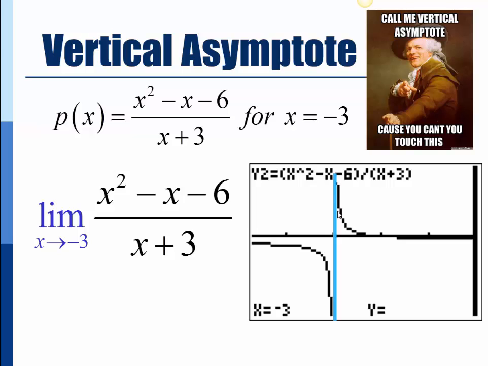Okay, so that's what we're creating here, a vertical asymptote, that vertical line at -3 in this case. And we're undefined there, and the graph is zooming off to infinities.